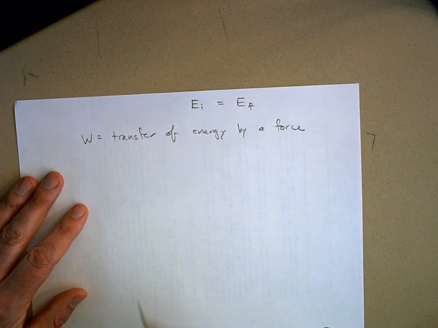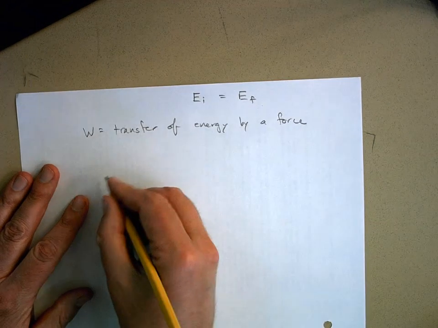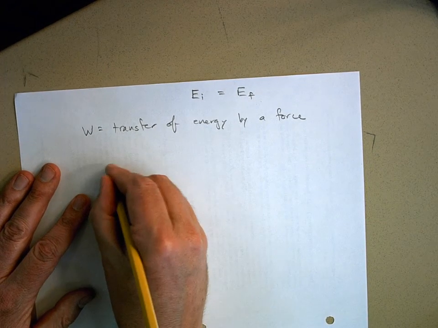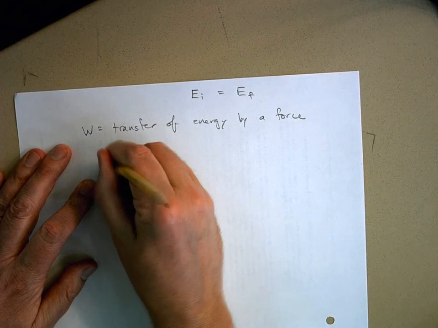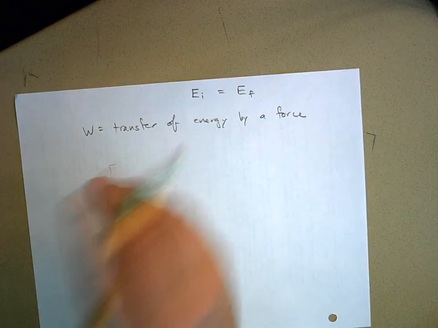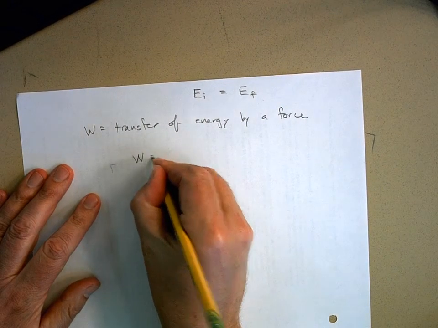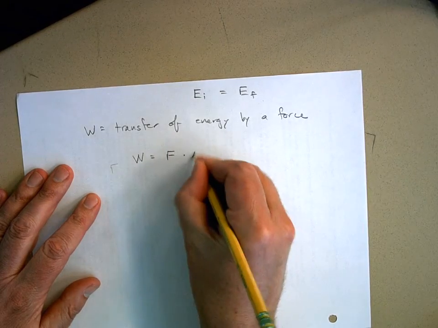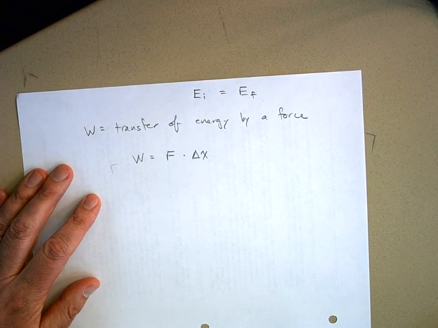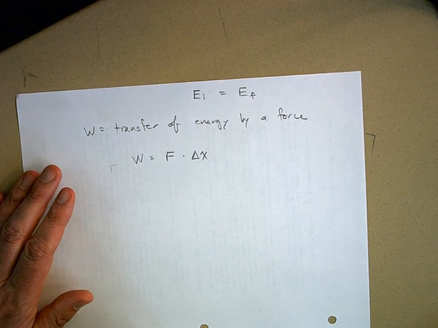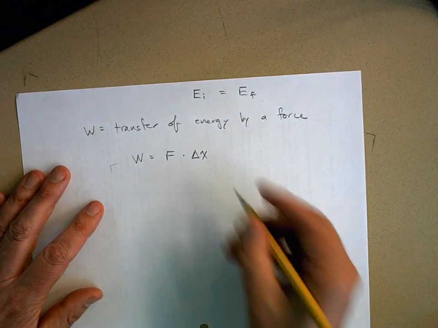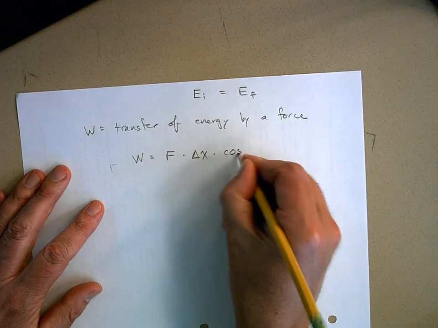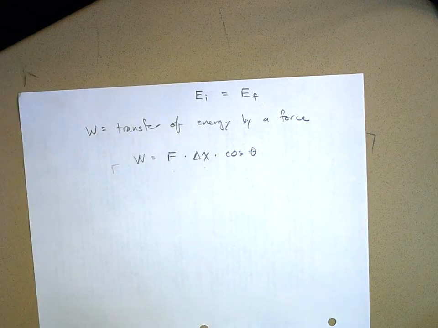Now, one thing I want you to remember is that work is equal to the force times the displacement. We'll call it delta x. It can be delta r, delta y, whatever you got, times the cosine of the angle between the force and the displacement.